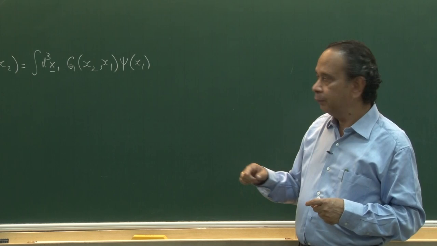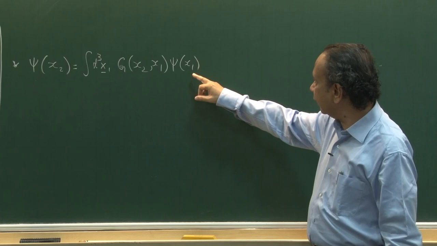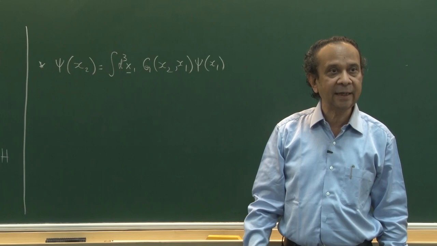More importantly, suppose I do this twice. I go from psi at x1 to some intermediate point, psi at x. Okay, so let me call this x now.